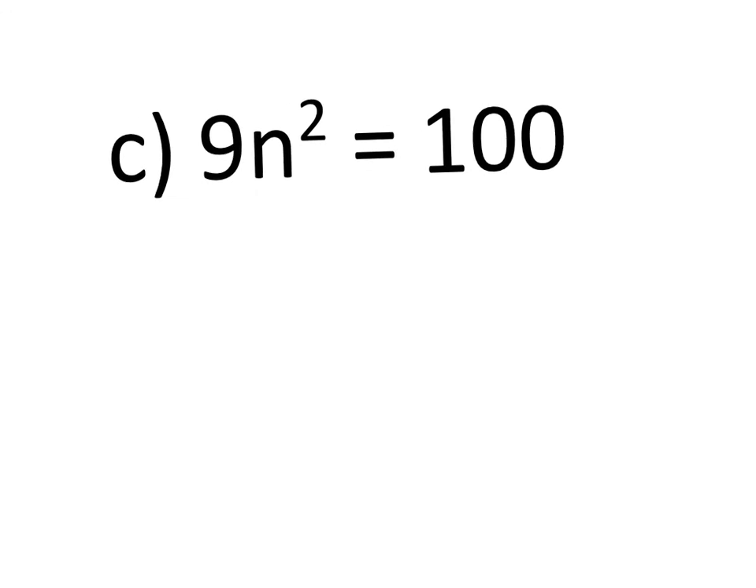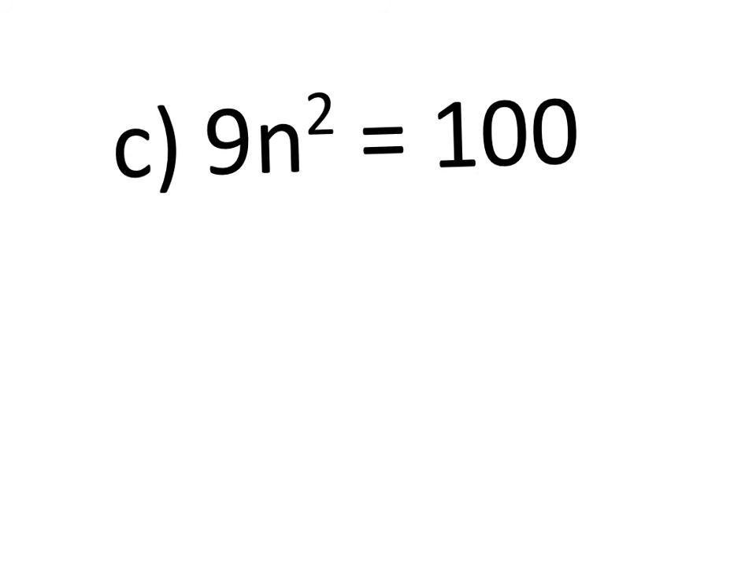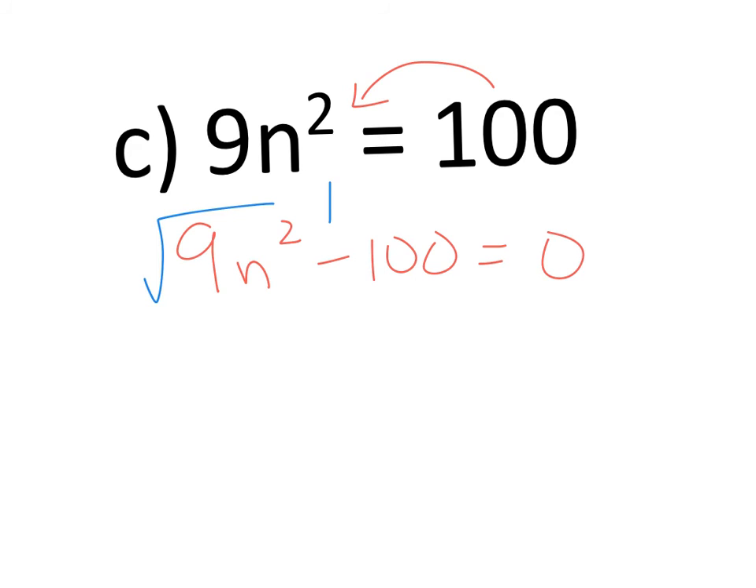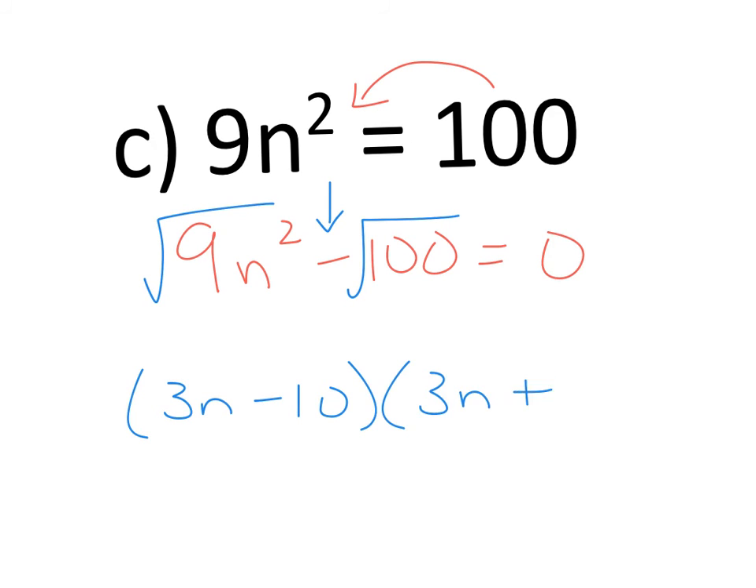So again, first step, set equal to 0. So I'm going to go ahead and move this 100 over. So I get 9n squared minus 100 equals 0. Okay, now step 2, factor. Well, in this case, this is a difference of squares. Can I square root? Yes. Do I have subtraction? Yes. And can I square root? Yes. So then you need to go ahead and do that. So we're going to get 3n minus 10 and 3n plus 10. And that's going to be set equal to 0.